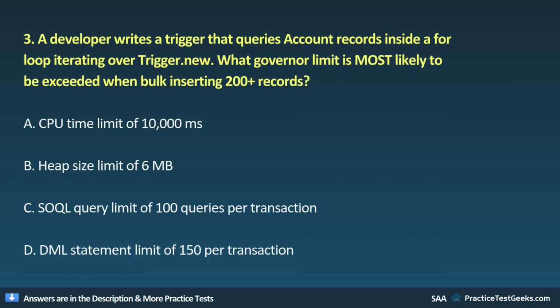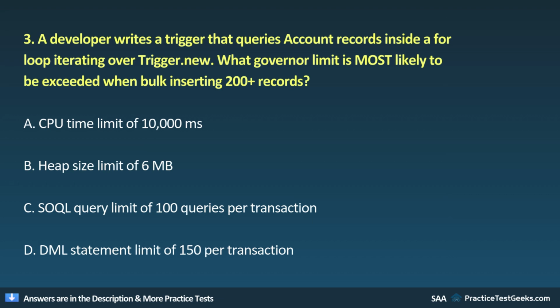3. A developer writes a trigger that queries account records inside a for loop, iterating over trigger.new. What governor limit is most likely to be exceeded when bulk inserting 200 plus records? A. CPU time limit of 10,000 milliseconds. B. Heap size limit of 6 MB.